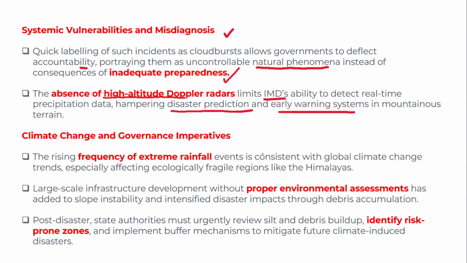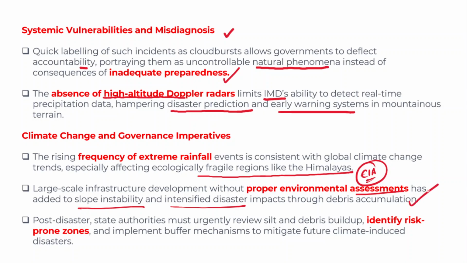Thereby, climate change coupled with other factors such as commercial activities, human settlements, irresponsible urbanization, deforestation, and shifting cultivation, all these factors are affecting ecologically fragile regions like the Himalayas. Large-scale infrastructure development and developmental projects are also responsible, because such projects very often lack environmental impact assessment. That has added to slope instability and intensified the disaster impacts through debris accumulation over a period of time. However, after this disaster, the state authorities must urgently review the silt and debris buildup and identify the risk-prone zones through a comprehensive evaluation and assessment, and implement buffer mechanisms to mitigate future climate-induced disasters in this area.